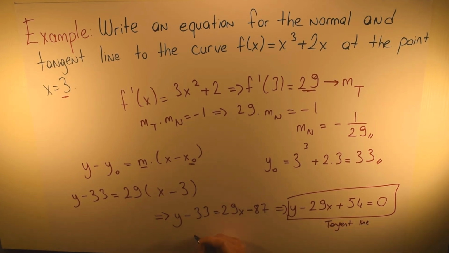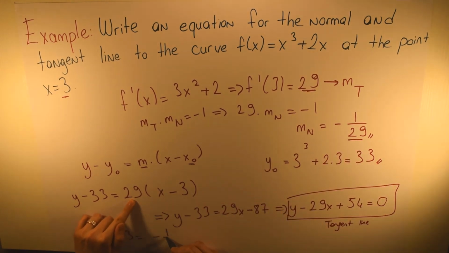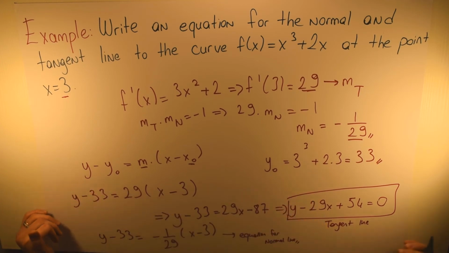So let's look at our normal line, same logic. So it is y minus 33, which is equal to, instead of 29, I will write minus 1 over 29 and x minus 3. So this is the equation for our normal line. So this is the process you need to follow to get the right answer in this kind of questions.